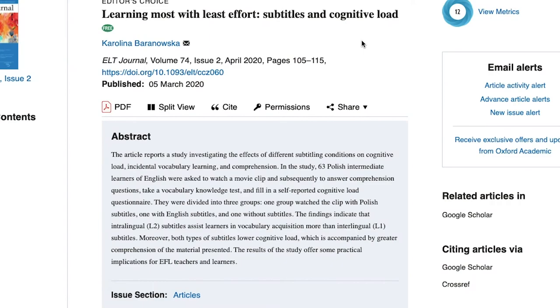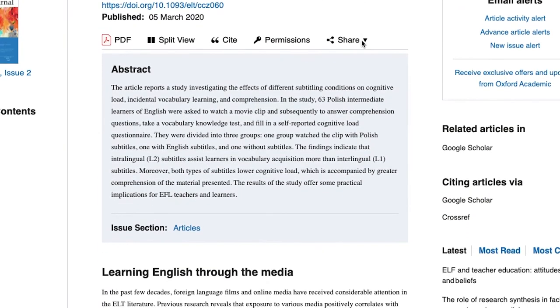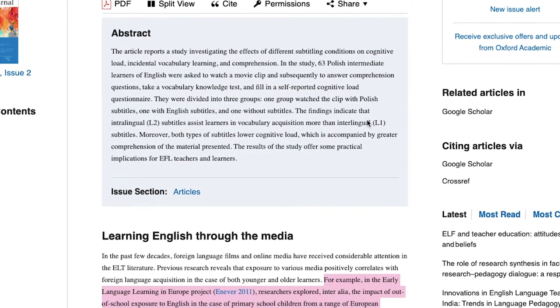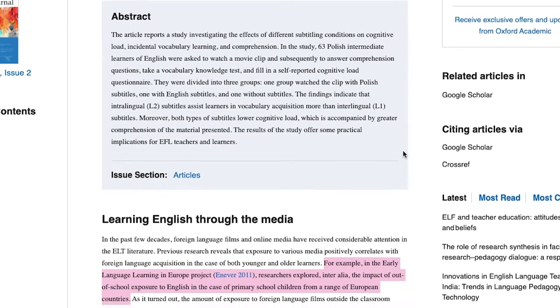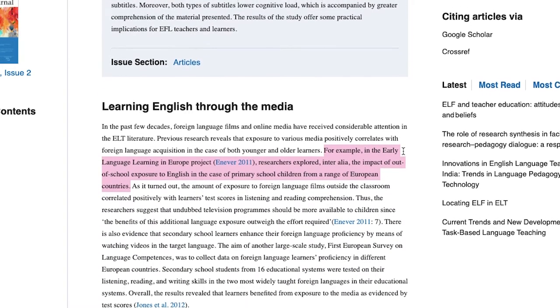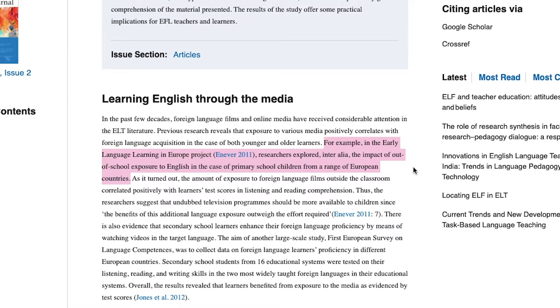In 2011, researchers explored the impact of primary school children from a range of European countries watching films in a foreign language they were studying. They found that when they tested their listening and reading comprehension, there was a positive correlation between students who improved in those skills and those exposed to the films. In fact, the study suggested that undubbed TV programs should be more available to children because the benefits far outweigh the effort required.